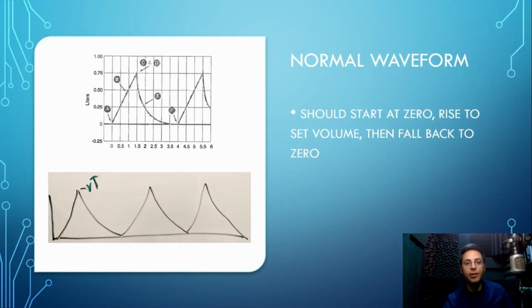Taking a look now at our volume waveform. This is what a typical volume waveform will look like in volume control. We should see a pretty linear increase in volume, followed by a slightly less linear but passive decrease to baseline. Again, the volume should start at 0, rise to the set volume, and then fall back to 0. And I've marked on my hand-drawn waveform, this is where you can manually measure your tidal volume.